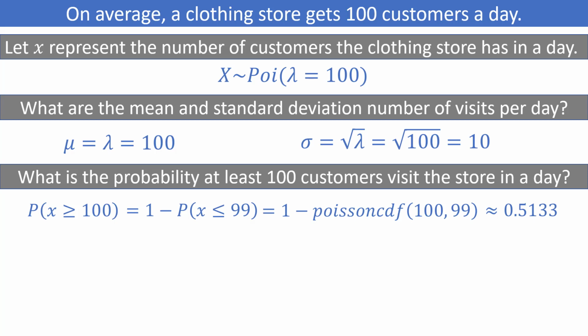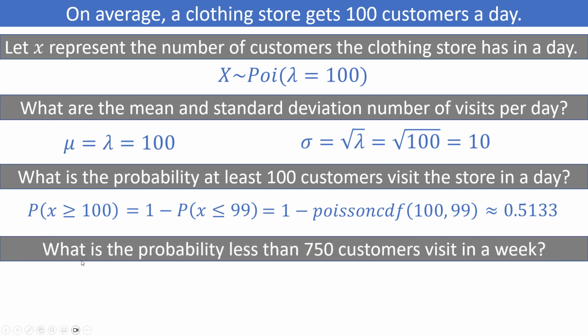Now, sometimes in a Poisson distribution problem, the frame of reference might be changed in the middle of the problem. For example, consider this question. What is the probability that less than 750 customers visit in a week? Well, our initial problem said that we would expect to get 100 customers in a day, but this question is asking about the number of customers in a week. So we actually need to define a new distribution.